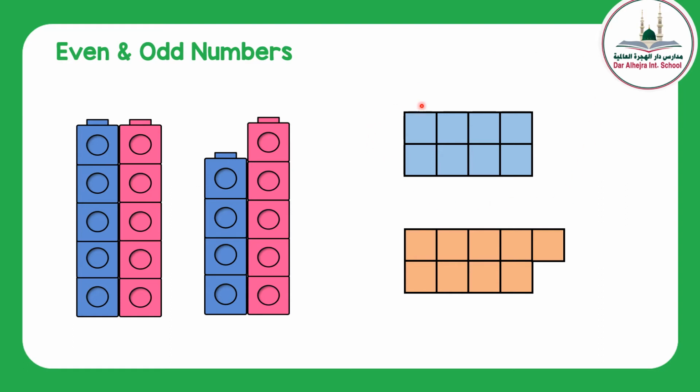Similarly, I can see here some boxes grouped in pairs, where every box has a partner with it. So in all there are 8 boxes. So I can understand that 8 is an even number. But this is not the case here. I can see each block has a partner till here, but still there is one block which is left behind. It has no partner, and such numbers are called odd numbers. So we have got 9 boxes here, so 9 is an odd number.